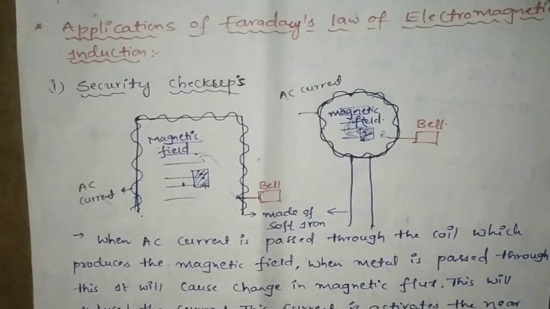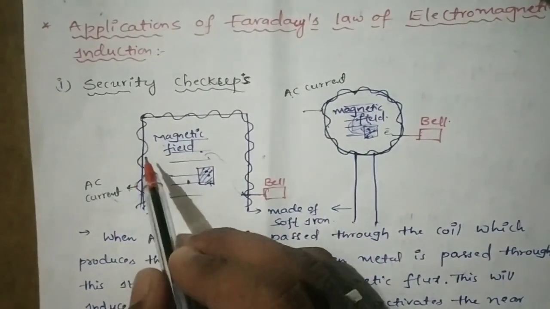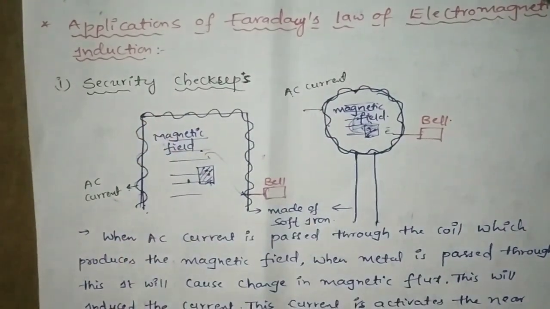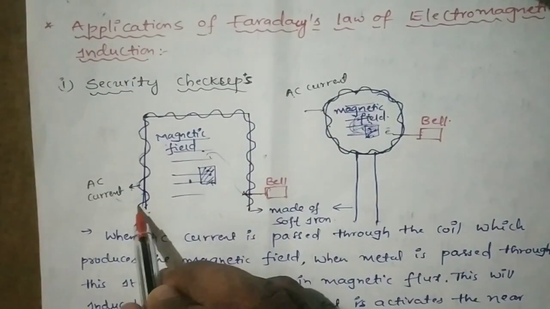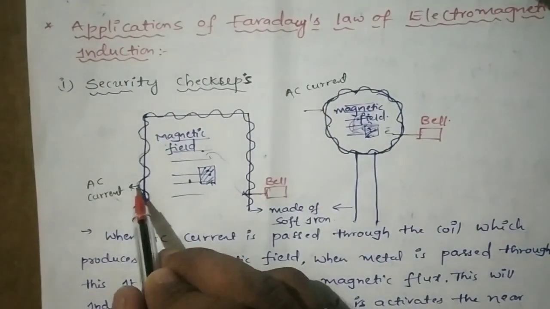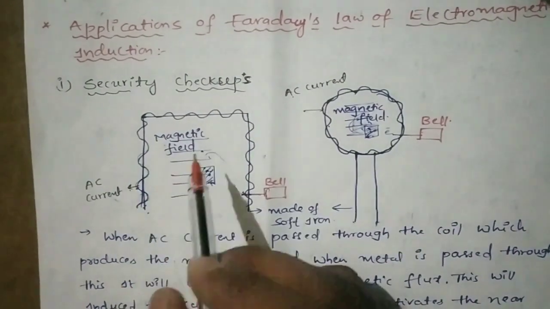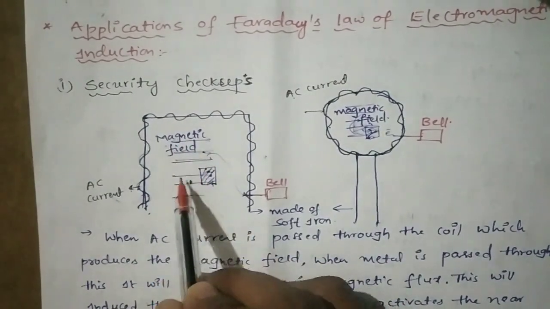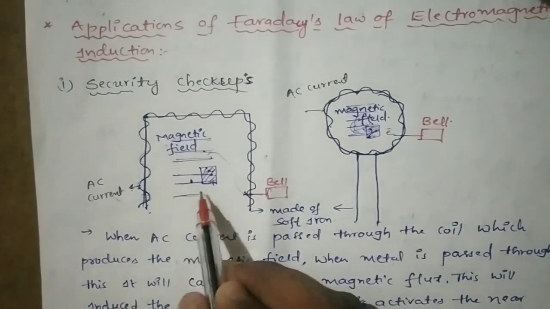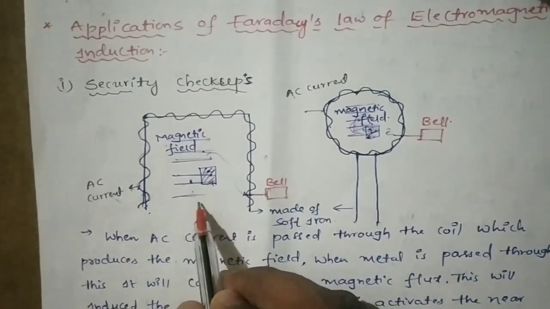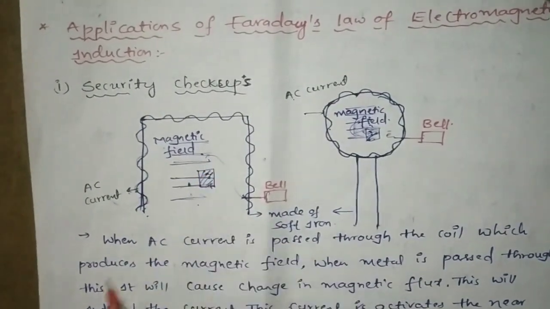Now see what they are doing. First of all, they supply AC current throughout this. Now you know that whenever there is a current carrying conductor, it will produce a magnetic field. Therefore it can produce a magnetic field like this. Just assume the magnetic fields are like this. Now when you keep a metal object in this magnetic field, what is going to happen? It will disturb the magnetic field.